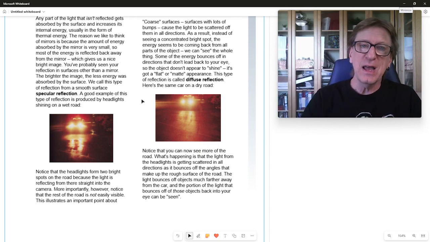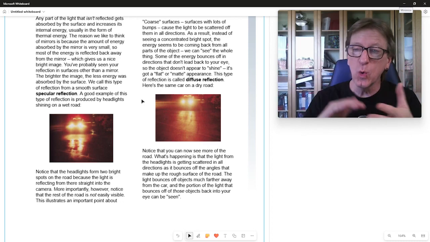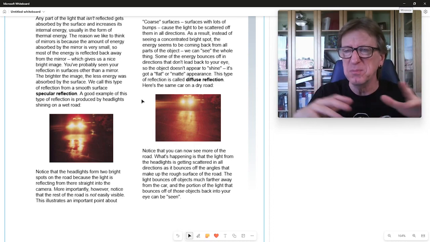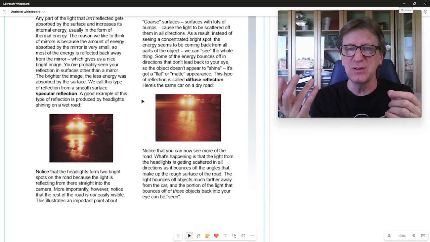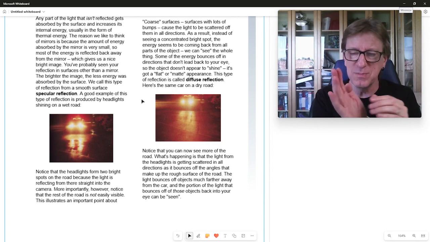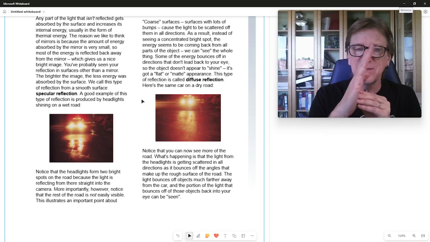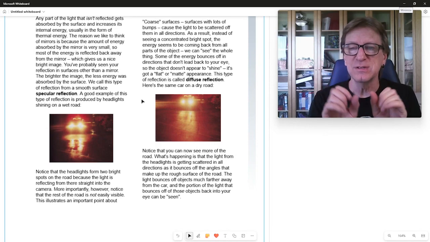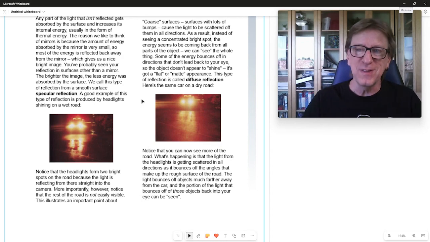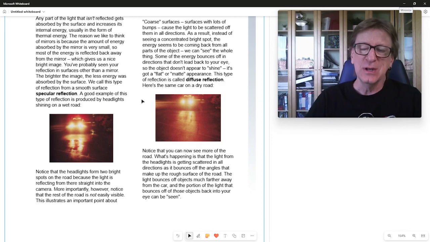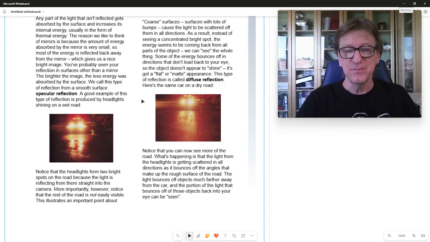On the other hand, if I have something that is hitting a coarse surface, and by that I mean lots of bumps, things like that, well, then there's lots of little places for it to reflect. And you can think of it as having lots of mirrors positioned at a lot of different angles. And so the light's going to get reflected out in a lot of different directions. And so that gives it a flat or a matte appearance. So we call that a diffuse reflection.